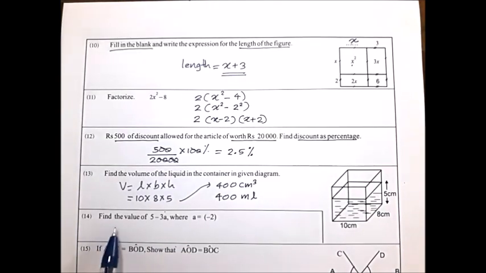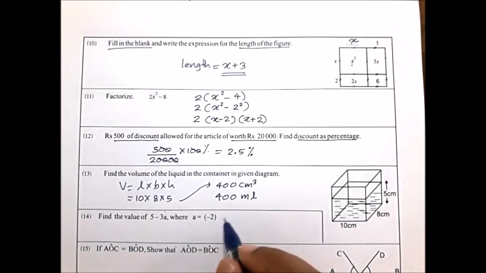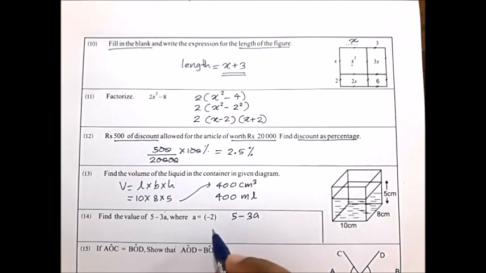Look at 14th one. Find the value of 5 minus 3a, where a equals minus 2. Substitute minus 2 for a. 5 minus 3 multiplied by minus 2. Minus 3 multiplied by minus 2 is plus 6. 5 plus 6, answer is 11.